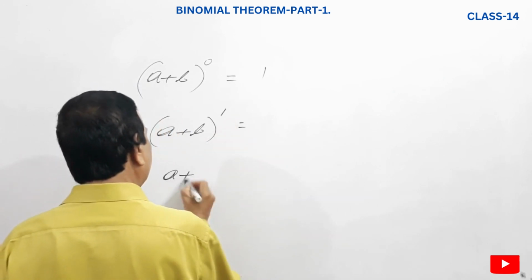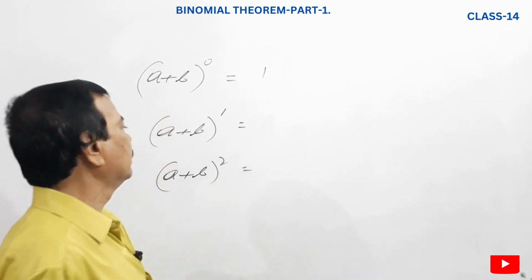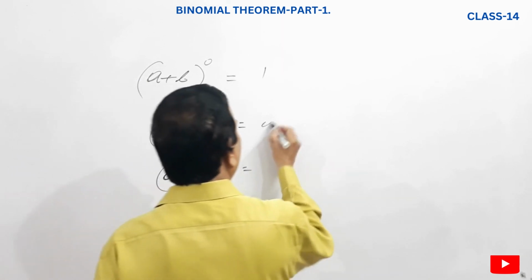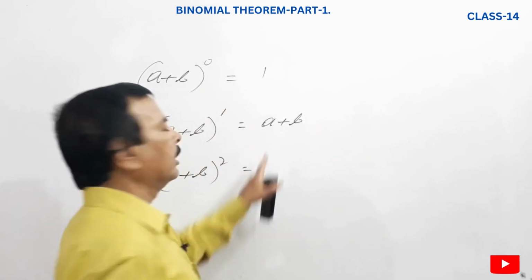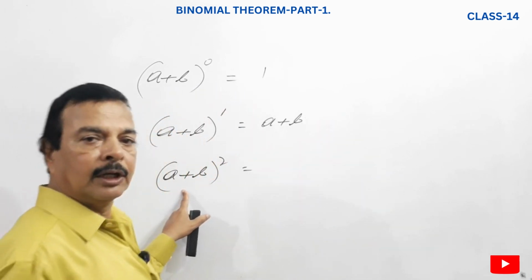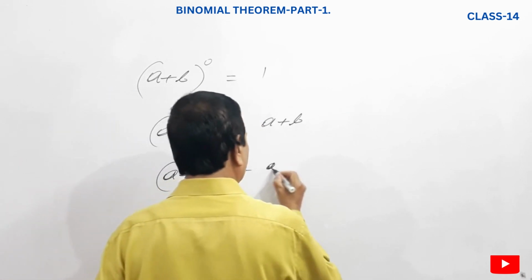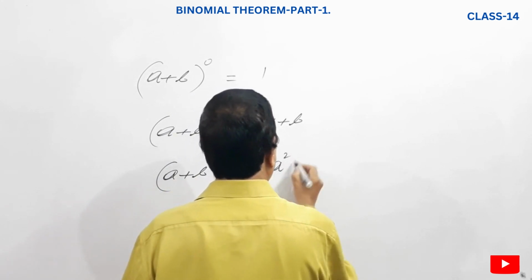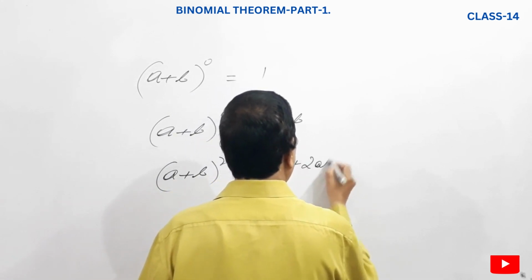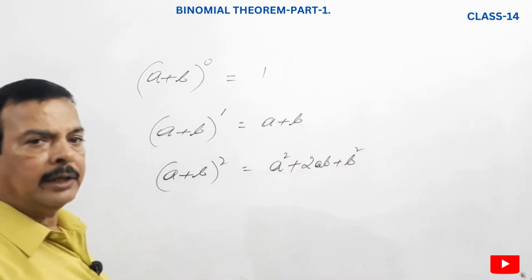Now a plus b to the power of 2. So this is nothing but a plus b itself, right? a plus b the whole square, that is a square plus 2ab plus b square, right?